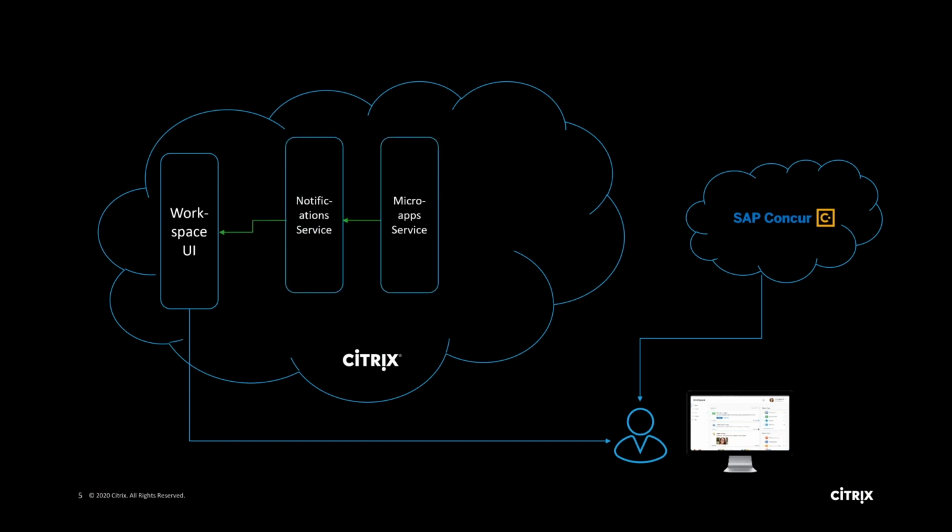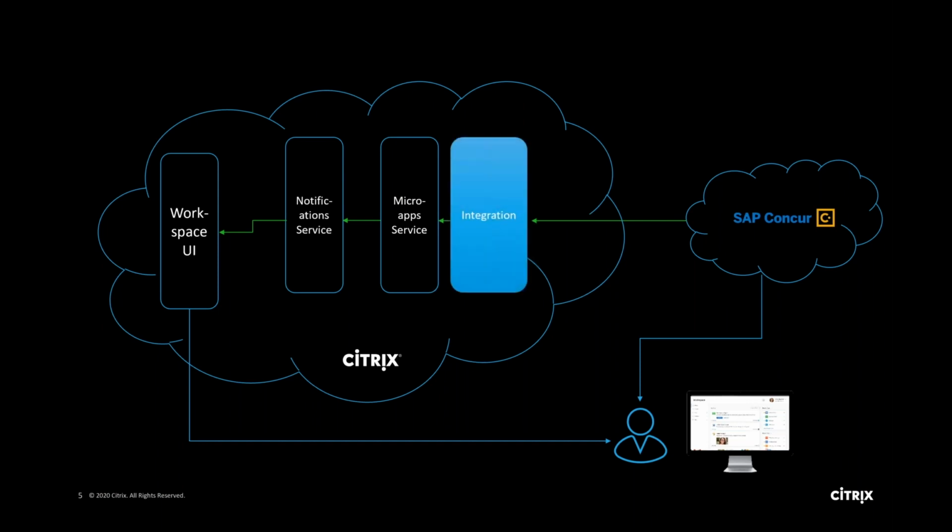Well, we have this Microapps service and we have the notification service which pumps those notifications into the workspace UI. So far so good, but of course you'll notice there's this gap between the system of record, so Concur in this instance, and talking to the Microapp service. Well, guess what? That's where an integration comes into play. That's the thing that speaks SAP Concur's API on the right there and the relevant API to the Microapp service on the left.